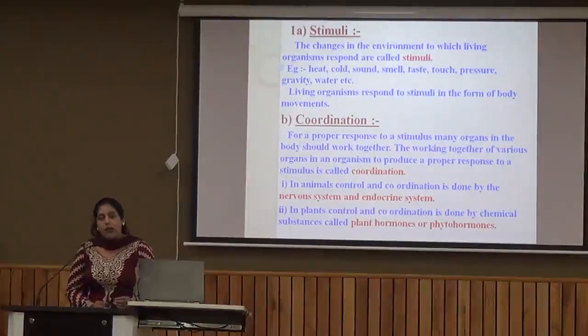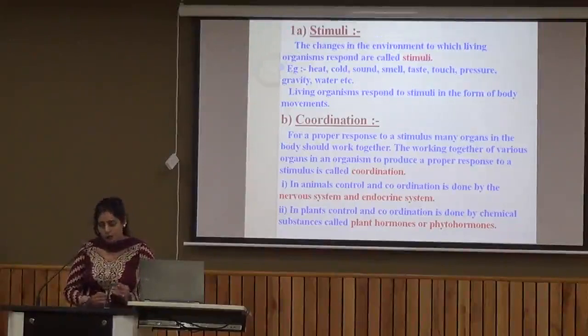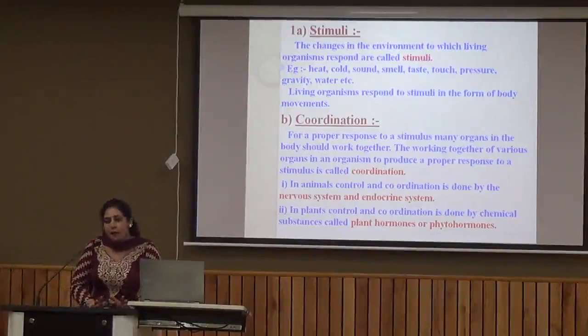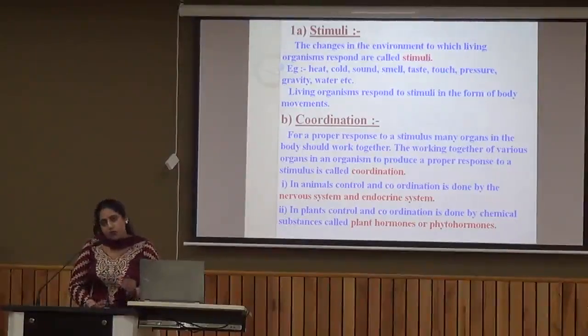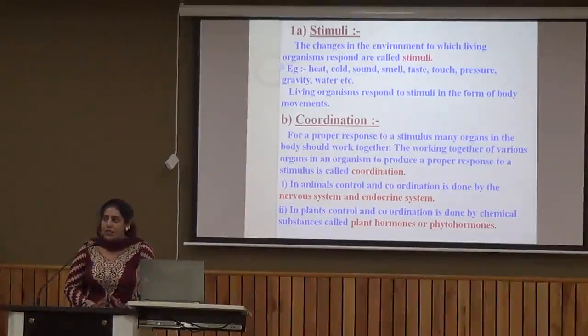That means when we touch something or when we feel something to which we respond in any way, that is coordination, and for that the whole body responds and functions in a sequential manner. Now in animals, since animals have a very complex body structure, to do and to maintain that, we have 2 main systems. One is nervous system, second is endocrine system. They both work simultaneously to do the work.